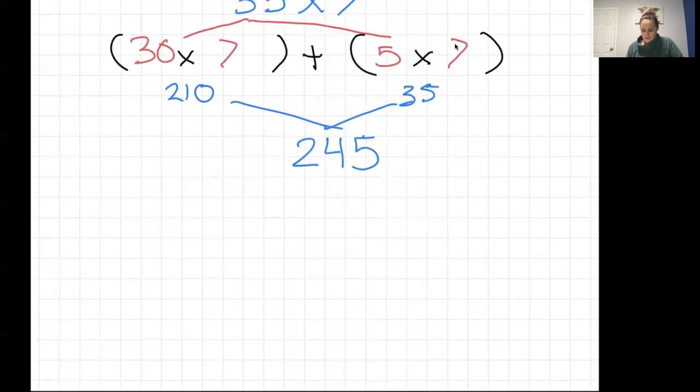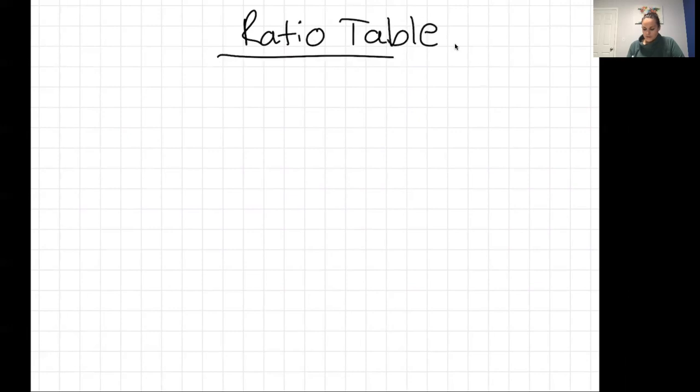So the next strategy that we use is called a ratio table. I like to call them in and out boxes because we've done those a lot. And ratio tables are the same as an in and out box. So if we have our equation, we're going to remind ourselves we have 35 times 7.